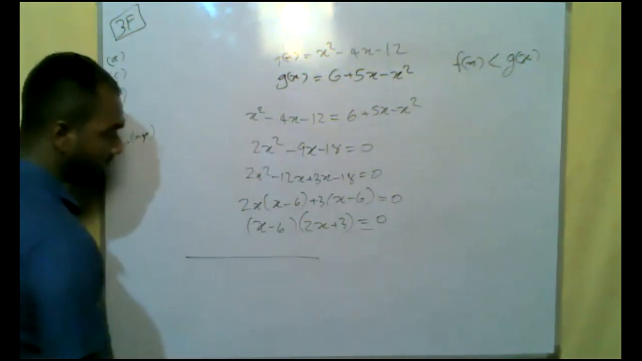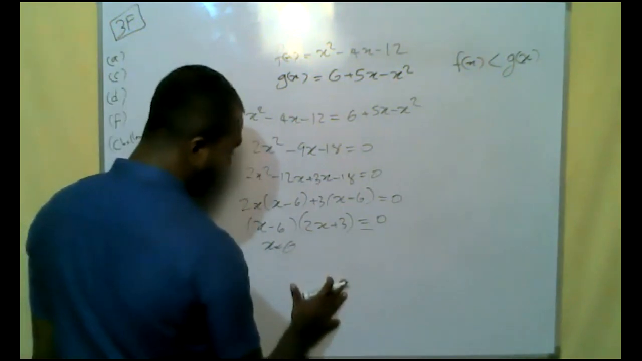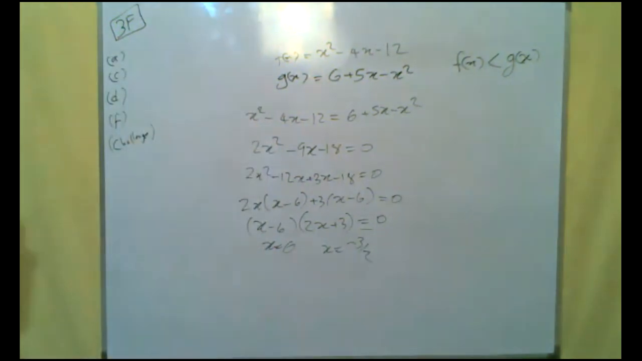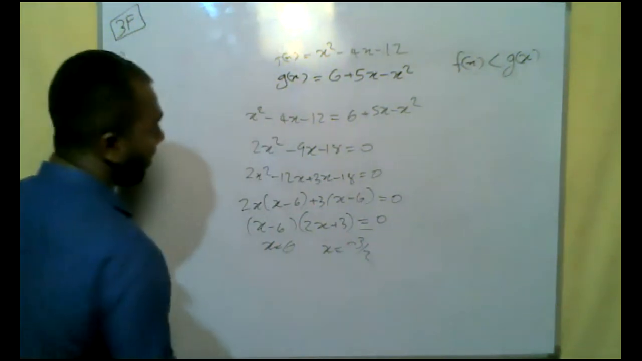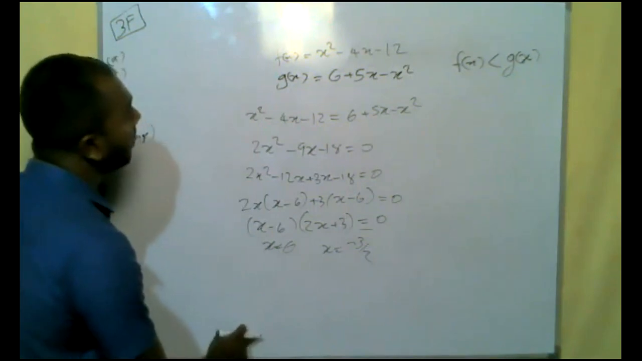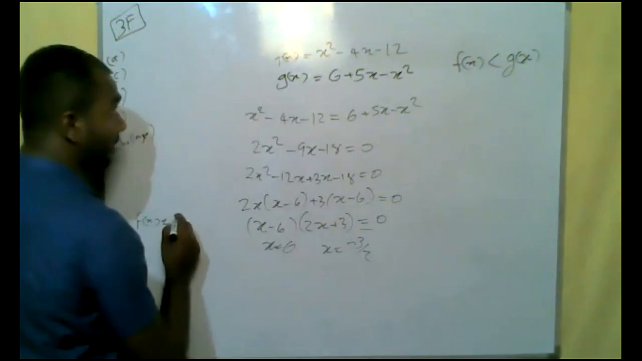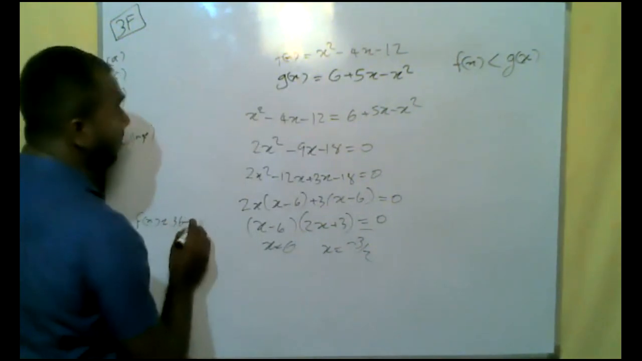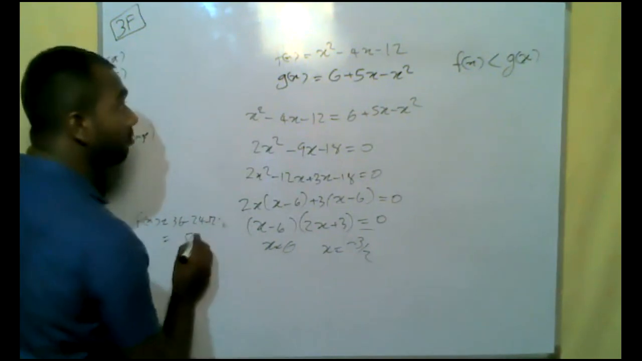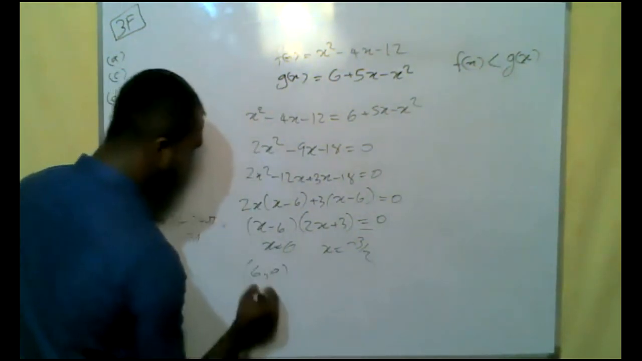So what are our points? x should be equal to 6, or x should be equal to minus 3 over 2, that means minus 1.5. And what are our values of f(x)? When x is 6, f(x) is going to be 6 to the power 2, 36, minus 24 minus 12. It's 0. So (6, 0) is one point.